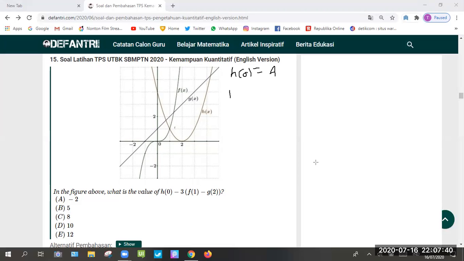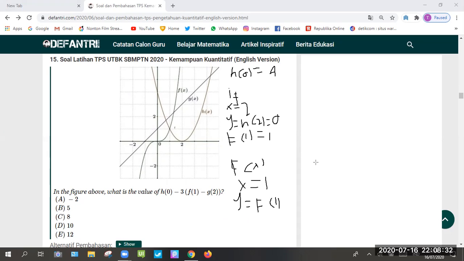And if x is 2, and y is h2, and also is a 0, that means f1 is 1. Okay, and then we have the fx when the x is 1. When the x is 1, y is f1. So it means the f1 is 1. So g2 means 3.